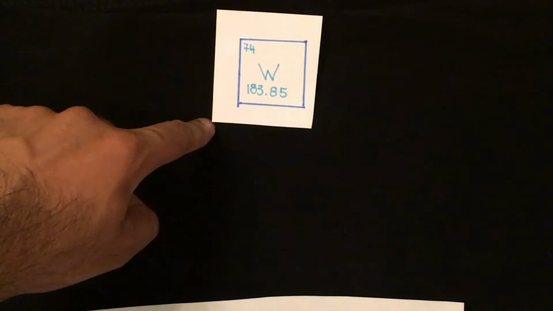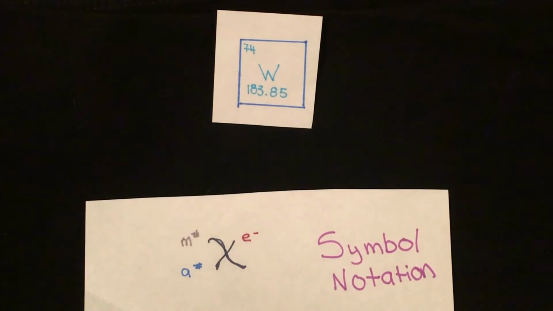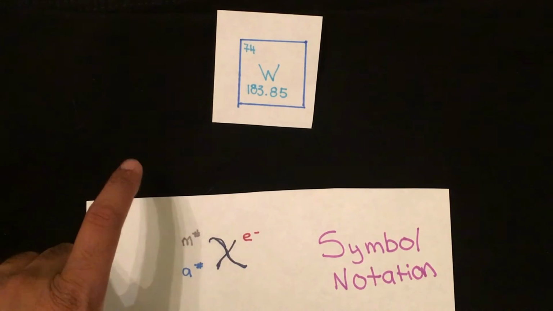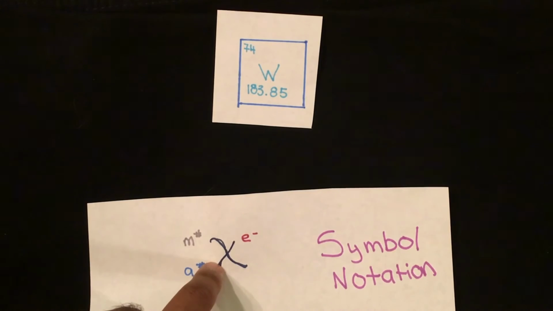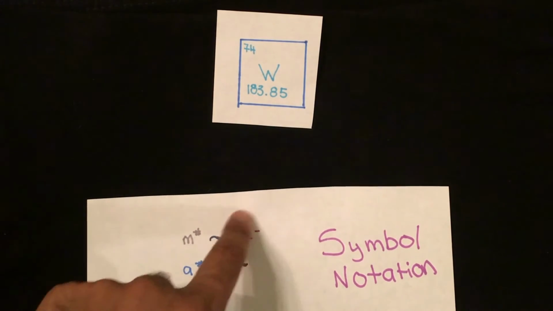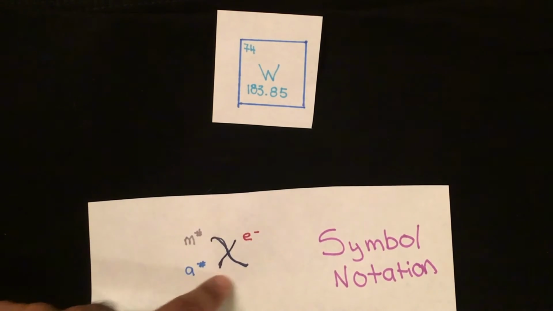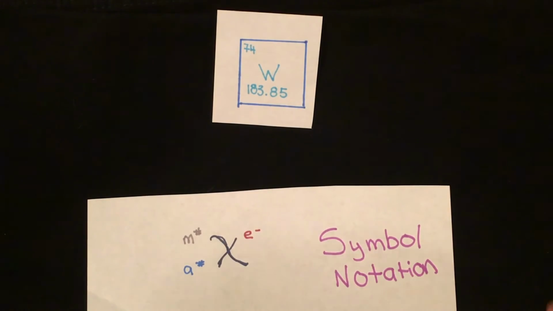Our periodic table tells us information about our elements, but there are also two other ways that are used to tell us information about the subatomic particles. The first way is called symbol notation, where you have the mass number put on the top left-hand side of the symbol. The atomic number is put on the bottom left-hand side of the symbol, and then your charge, whether it's neutral or has a positive or negative charge, is put on the top right side of the symbol, which goes in the middle in big letters. So this is one way to give information about the subatomic particles.